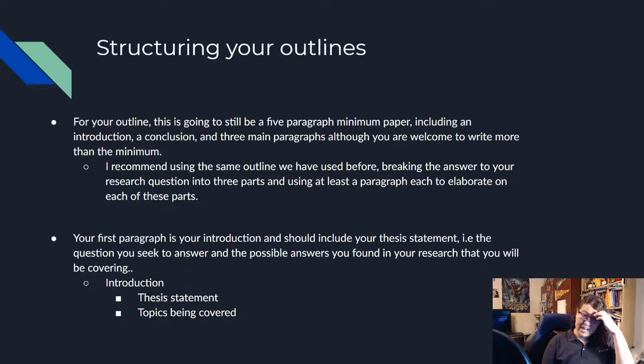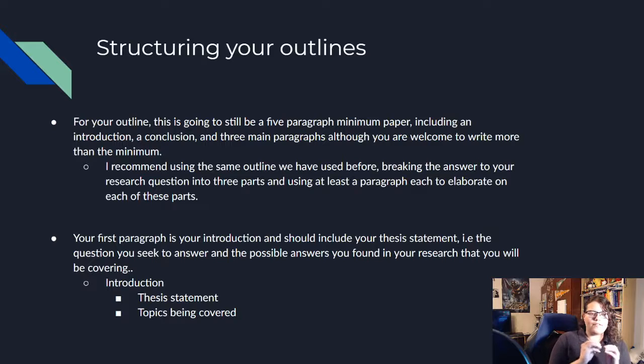I recommend using the same outline that we've used before, breaking the answer to your research question into 3 parts, and using at least a paragraph minimum to elaborate on each of these parts, and to elaborate about the research you've conducted, the sources you found, things like that, what parts support, what parts don't. But let's get more into the nitty-gritty of things.